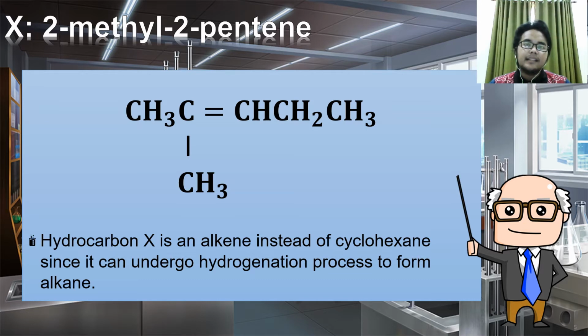It is an alkene instead of cyclohexane because it can undergo a hydrogenation process to form an alkane, since there is a double bond between two carbon atoms in the compound X.